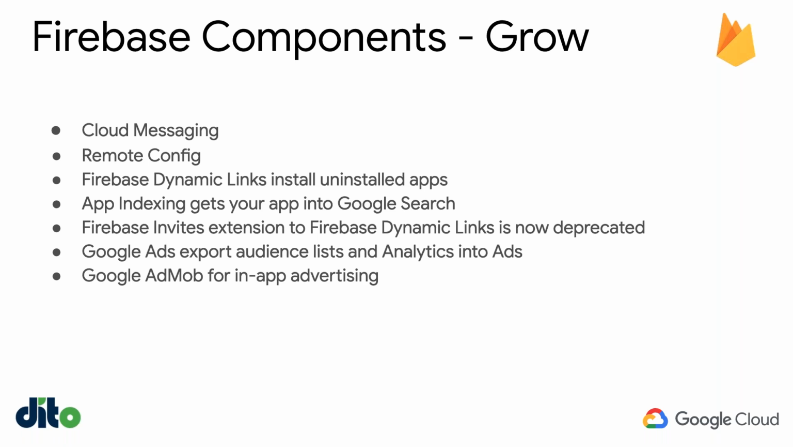App indexing gets you into Google search, so your app will get itself into the search categories, so that's a useful tool to have. There's Firebase Invites, which were an extension to dynamic links, but they've now been deprecated in favor of dynamic links themselves because they've enhanced them. Google Ads, basically you can use the Google Ads to put adverts there, and you can download the adverts into your application, and also the analytics. And there's also AdMob, which does advertising within applications. So this is all geared up to promoting services or other applications within your application for marketing purposes.